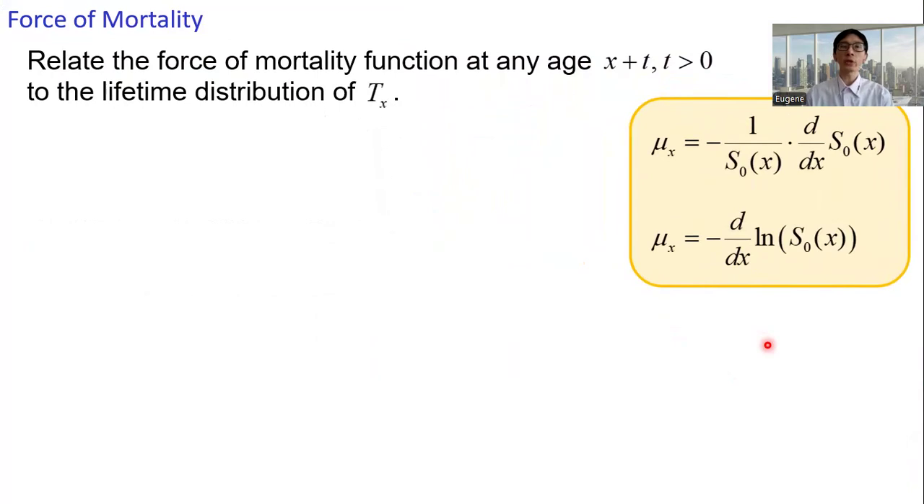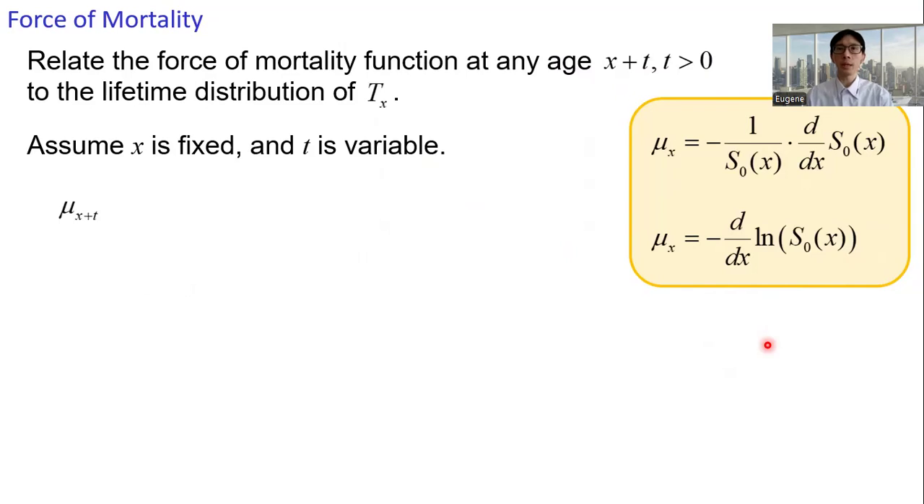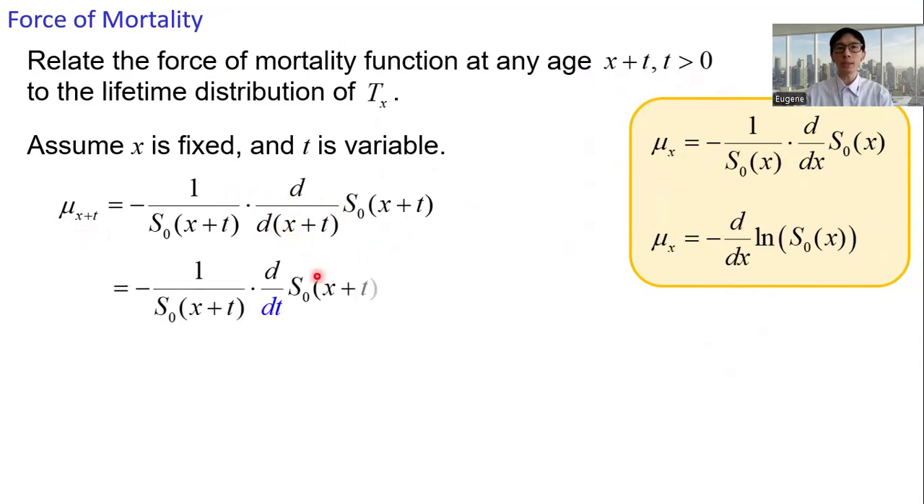We have the general force of mortality notation, mu sub x plus t. And here we assume x is fixed and t is a variable. Construct a similar expression as for mu x. So here we simply replace the x by x plus t to get the expression for mu x plus t. Since x is fixed and t is a variable, d(x plus t) is simply dt.